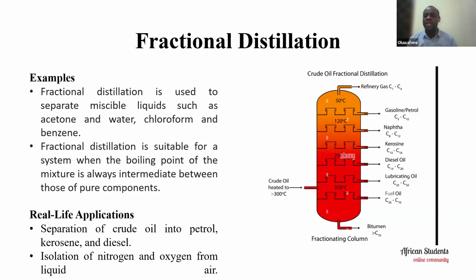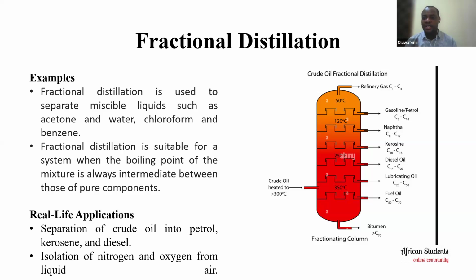Now, some of the real life applications of fractional distillation is that it is used in the separation of crude oil into petrol, kerosene, and diesel. In crude oil, you have so many important substances. When you get them into a fractionating column like this one, each of them will come out at their specific temperatures. The first to come out is the refinery gas, with carbon 1 to carbon 4. It comes out at about 50 degrees Celsius because that's their boiling point.